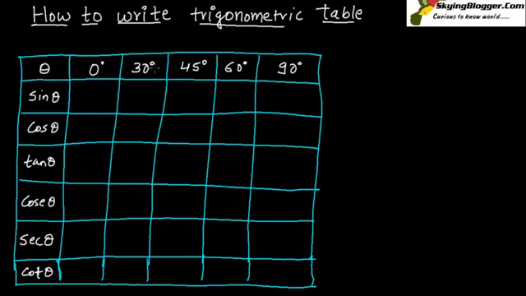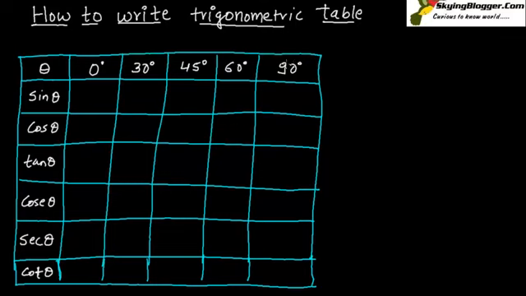Today we are going to learn about the trigonometric table. In the trigonometric table, if you know all the trigonometric ratios of sine theta from 0 to 90, then automatically you can find the values of cos theta, tan theta, cosec theta, sec theta, and cot theta from 0 to 90.